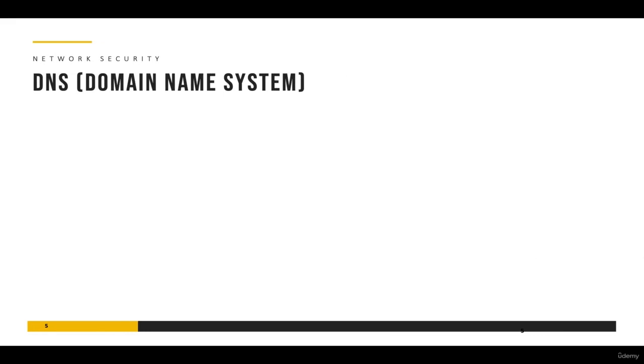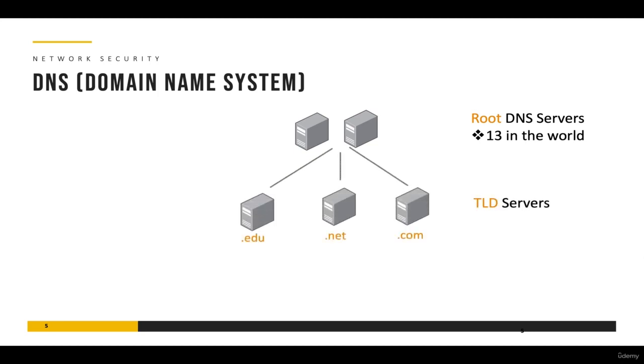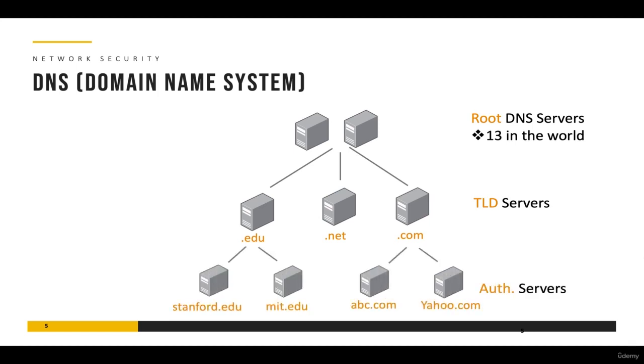Let's see how the DNS system actually operates. At the top level, we have the root DNS servers. Beneath them, we have the top level domain servers, which cater to specific domains such as edu, net, or com. And at the bottom level, we have authoritative servers which cater to specific domain names such as yahoo.com.